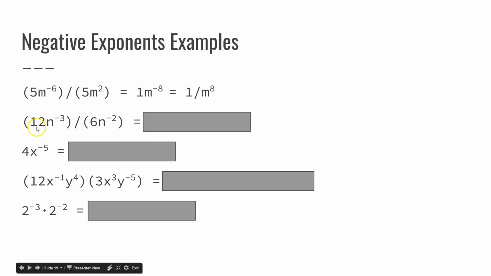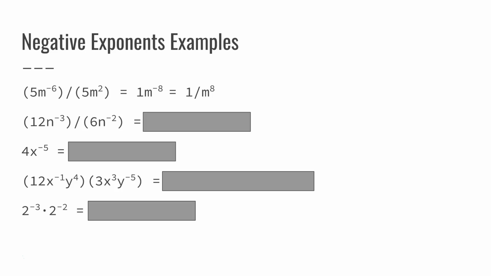This one here, we have 12 divided by 6. That's 2. And then n to the negative third divided by n to the negative 2. Negative 3 minus negative 2. And that's going to give us kind of a strange number, so think about it for a second.